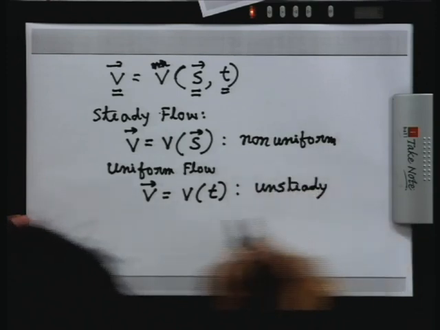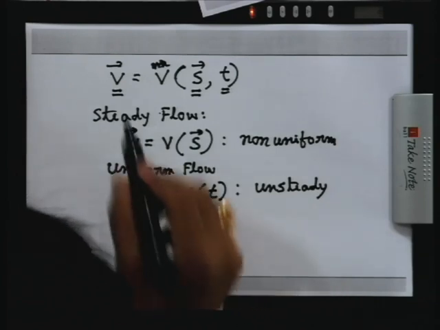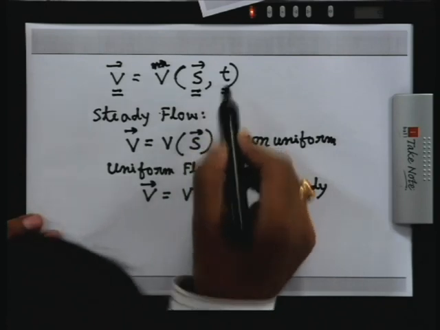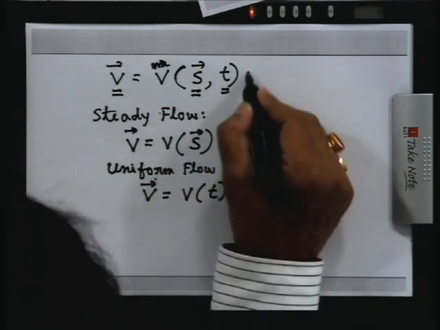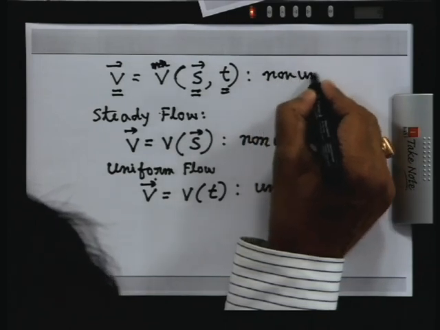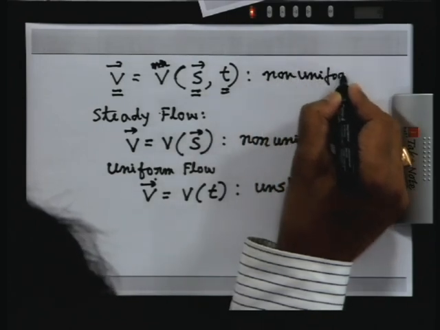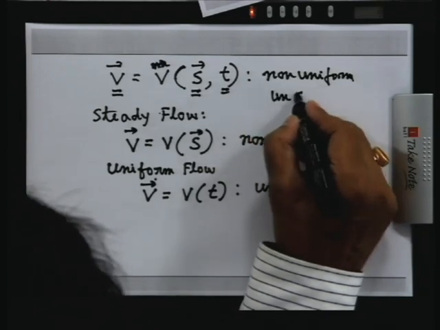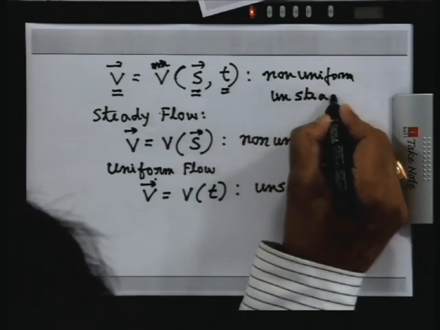Now, there are two extremes. One extreme is that the flow will be both a function of space coordinate and time. That means the flow is neither uniform nor steady. That means the flow is non-uniform and unsteady. Non-uniform, both functional dependence with space and time is there, unsteady.